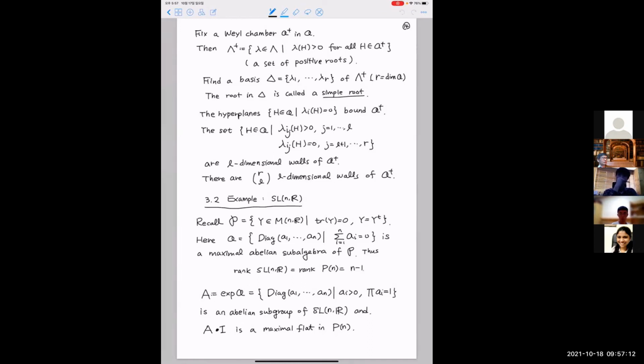We can also find the basis delta of the set of positive roots, and the elements of delta are called simple roots. The cardinality of delta equals the rank of the symmetric space, I mean the dimension of A. And the zero sets of the simple roots bound the chosen Weyl chamber, the positive Weyl chamber.